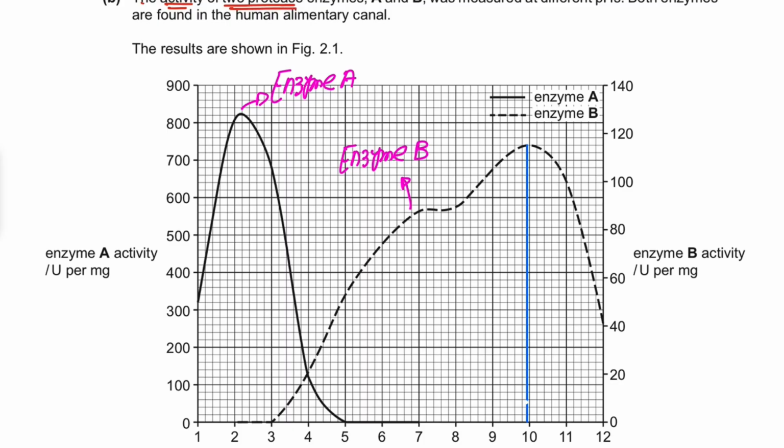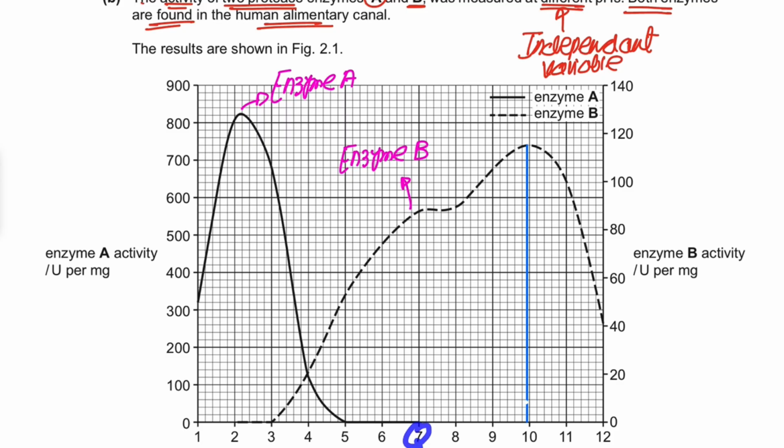Now, if we just come on toward the B, they have given you the activity of two protease enzymes. One is A, the other one is B, and they measured their activity at different pH. So this pH would be acting as a variable, and we are required to write it as the independent variable. They say both enzymes are found in the human alimentary canal. So what you need to do here is look at the x-axis. From 1 until 6 we have the acidic pH, then 7 is exactly the neutral pH, and from 7 to 12 we have the alkaline pH.